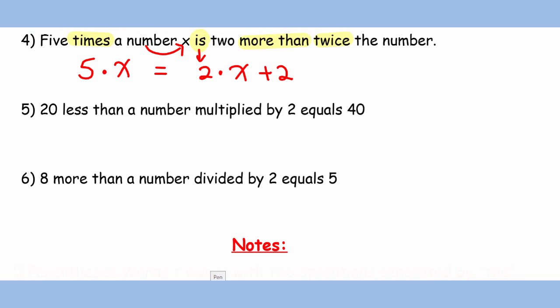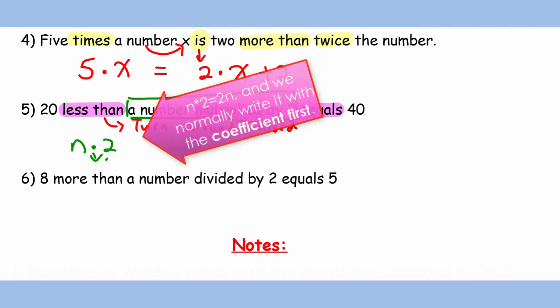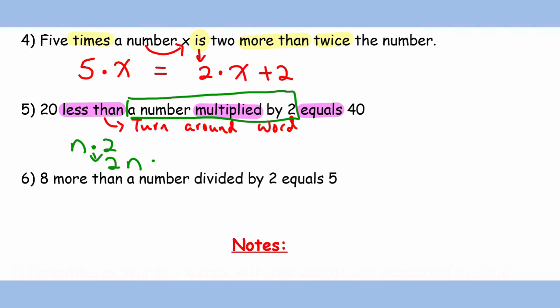Number 5, 20 less than a number multiplied by 2 equals 40. This word right here is another one of those turnaround words again. That means we will write the part that's right before the equal first. So n times 2, which we normally write as 2n because the number comes before the variable. Less than means subtracting 20, equals 40. Once again, 20 less than a number multiplied by 2 basically means 2n minus 20 equals 40.